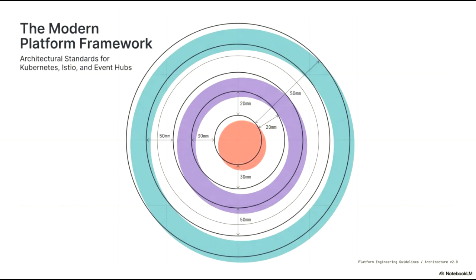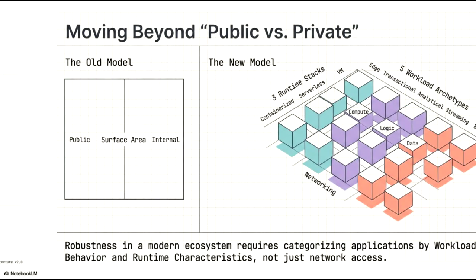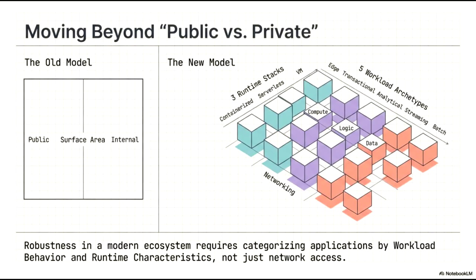By adhering to these standards, we ensure a unified, scalable, and resilient foundation that enables our development teams to deliver high-quality services with maximum consistency. Historically, we categorized our digital infrastructure through a binary lens, public versus internal. This old model focused almost exclusively on network surface area. However, as our systems have evolved, this simplistic view has become inadequate for ensuring system robustness.